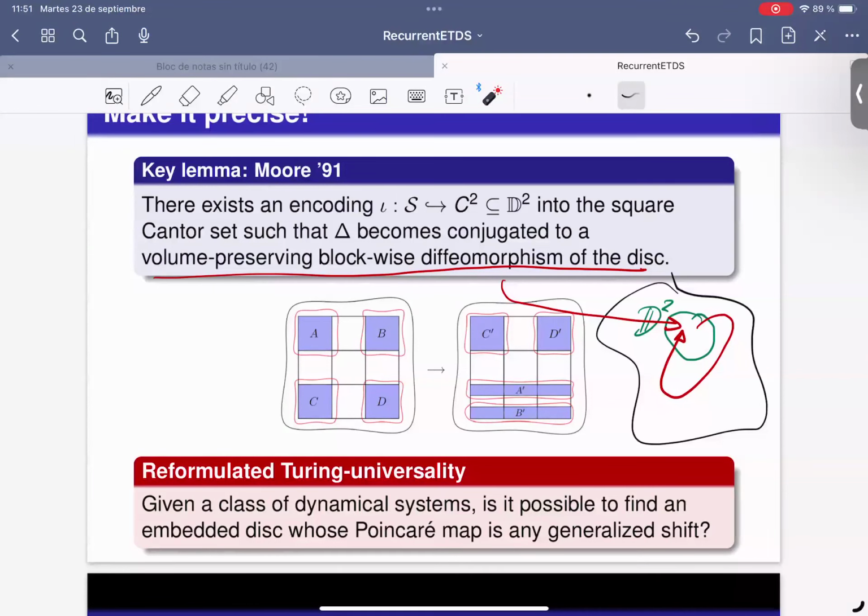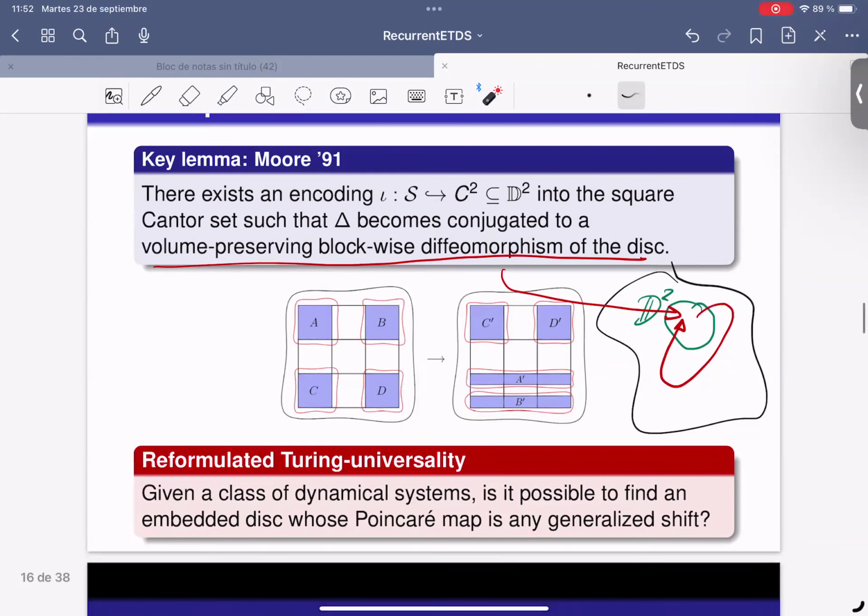Is the Cantor set that you get an attractor for this dynamical system? It will depend on the nature of the Turing machine, in the sense that if the Turing machine, for instance, doesn't halt and just shifts to the right, let's say, then you get no attractor at all because you are moving all around the Cantor set. So it will totally depend on the dynamics of the Turing machine.